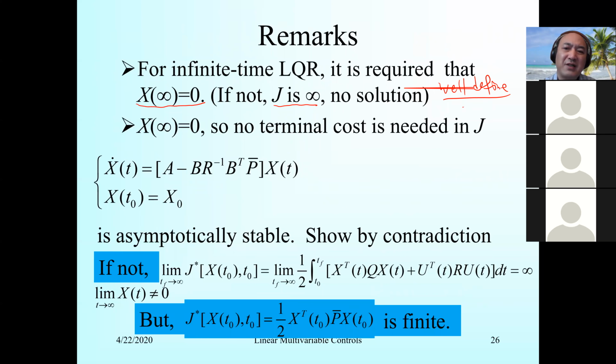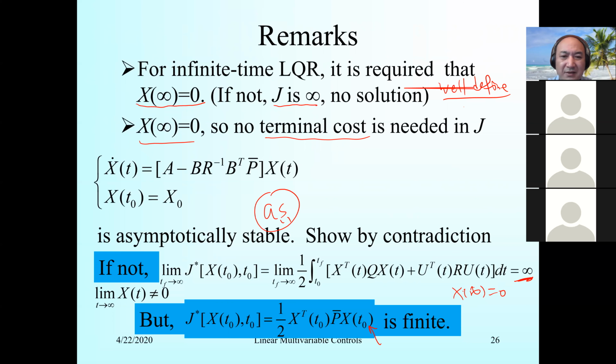In other words, if you have an unstable system, you should not. So it should be a stable system. And because of this one, we don't have to have a terminal cost. So this whole thing has to be asymptotically stable. If not, you will send this one to infinity. But we know that this cost already derived is supposed to be finite. Therefore, x at infinity has to be 0.